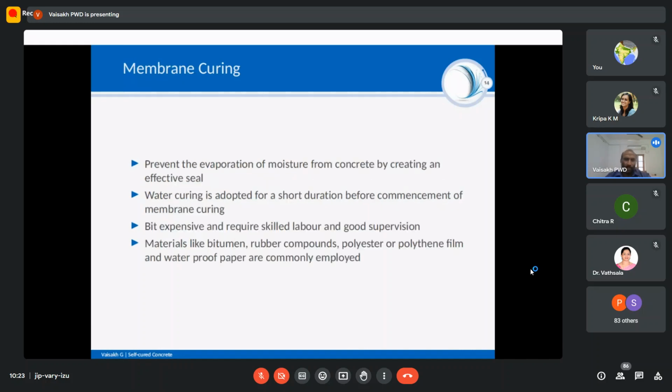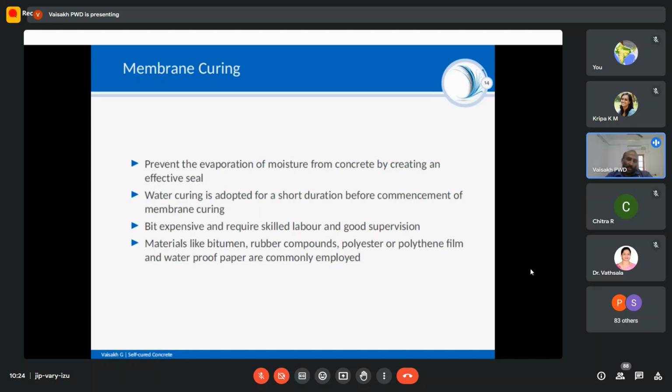Then coming to membrane curing. In membrane curing, what we are actually doing is creating a seal and preventing the water already there in the concrete from escaping. We have calculated the quantity of moisture that is required in the concrete for hydration, and membrane curing is very simply that we have enough water there and we are not allowing it to escape. Usually, before applying the membrane, the concrete will be water cured for a very short time, and then we will use a membrane to protect the water from evaporating.